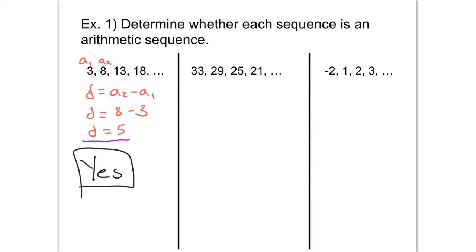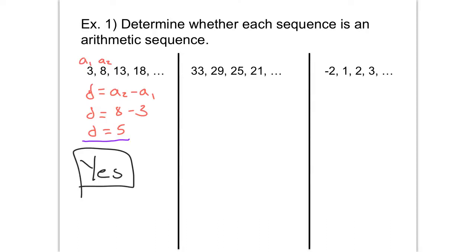Now the next one. On the next one, you guys have a 33, 29, 25, 21. Now, first of all, you guys notice that the numbers are decreasing. They're going down. 33 to 29, 29 to 25, 25 to 21. Now, what number are you subtracting? Well, you might see that you're subtracting 4 every time. So 33 minus 4 is 29, 29 minus 4 is 25, 25 minus 4 is 21. So it works every time. So my common difference is -4 because I'm subtracting, and that's where you guys have to be careful.